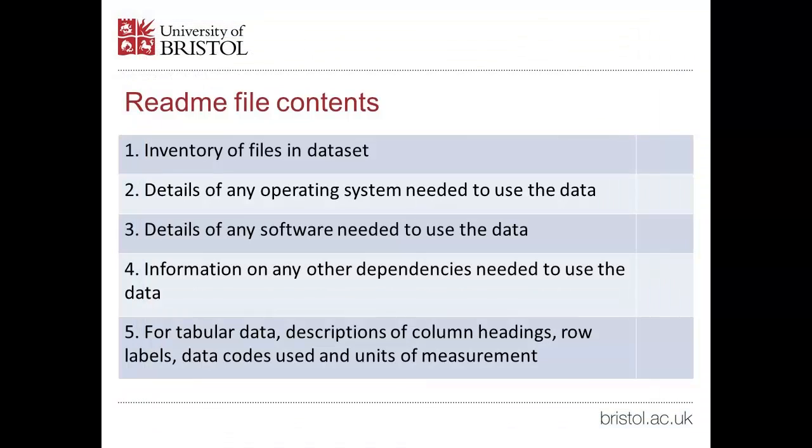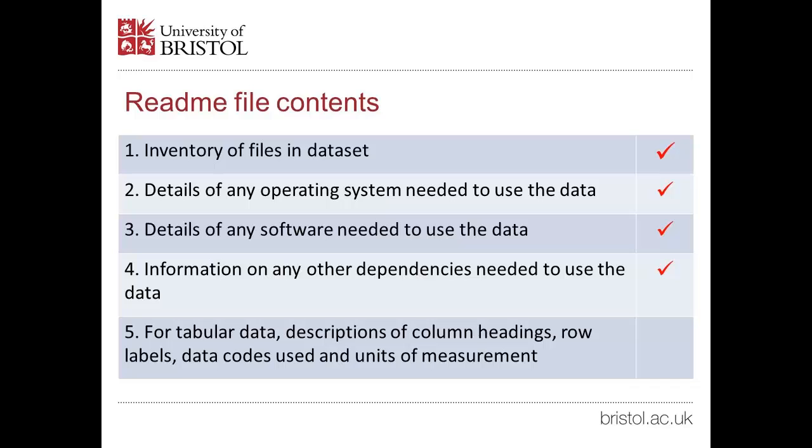Your README file should include these 5 elements. Firstly, an inventory of the major parts of the dataset so that users can identify any missing parts. Secondly, details of any particular operating system required to make use of the data. Third, details of any particular software required. Fourth, information about any other dependencies, for example particular libraries that are required to make use of the data.